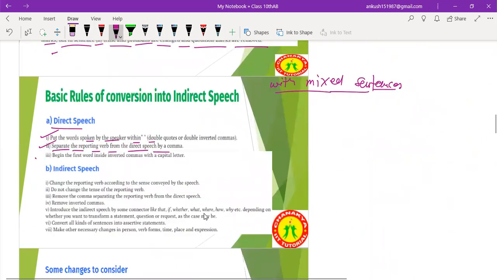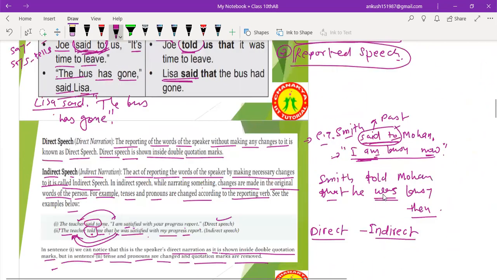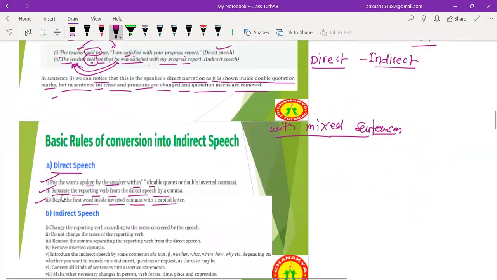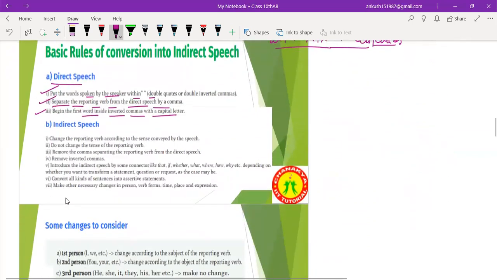The third thing is, begin the first word inside inverted commas with a capital letter. Means whenever you start the sentence after using inverted commas, you have to use a capital letter over here. Do not use a small letter. Got it? These are some punctuations that we have to use over there.